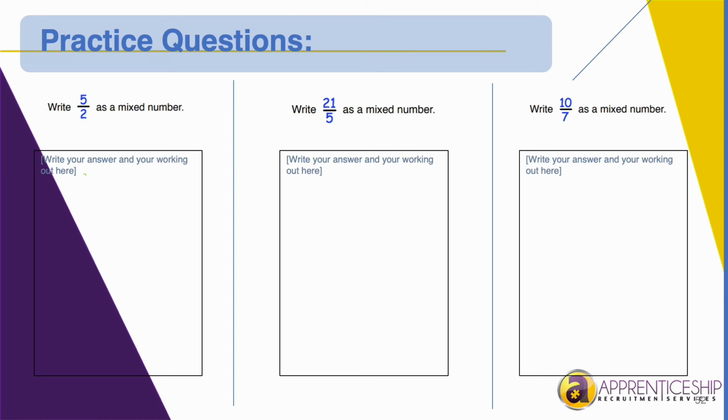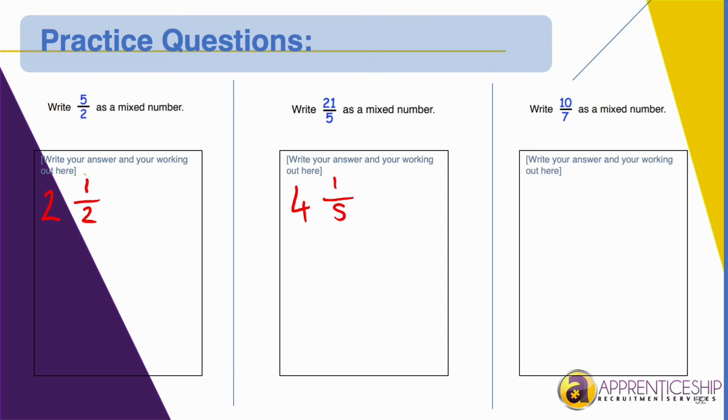So 5 halves. We do the top number divided by the bottom number. 5 divided by 2 is 2, and there's 1 left over, so that goes on the top of the fraction. So 5 halves is the same as 2 and a half. Next, 21 fifths. 21 divided by 5 is 4, and there's 1 left over, so that goes on the top of our new fraction. So 21 over 5 is the same as 4 and a fifth.